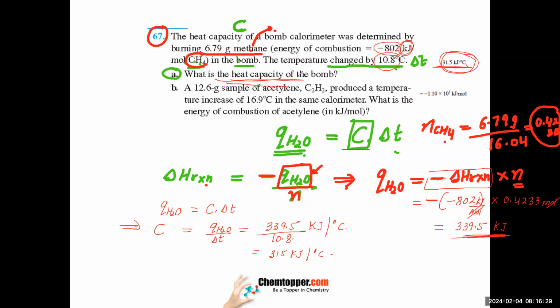So can you see that we calculated the heat capacity of our bomb calorimeter from some reaction in which we already know delta H of the reaction, like here, combustion of methane. We use that to calculate heat capacity. Now I know the heat capacity. I'm ready to do another experiment in the same bomb calorimeter because I know C now. This is called calibration of the instrument.